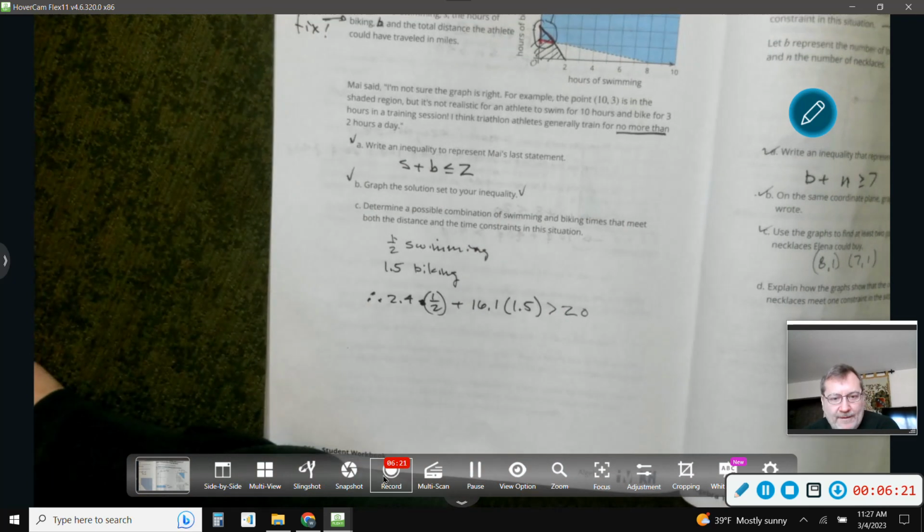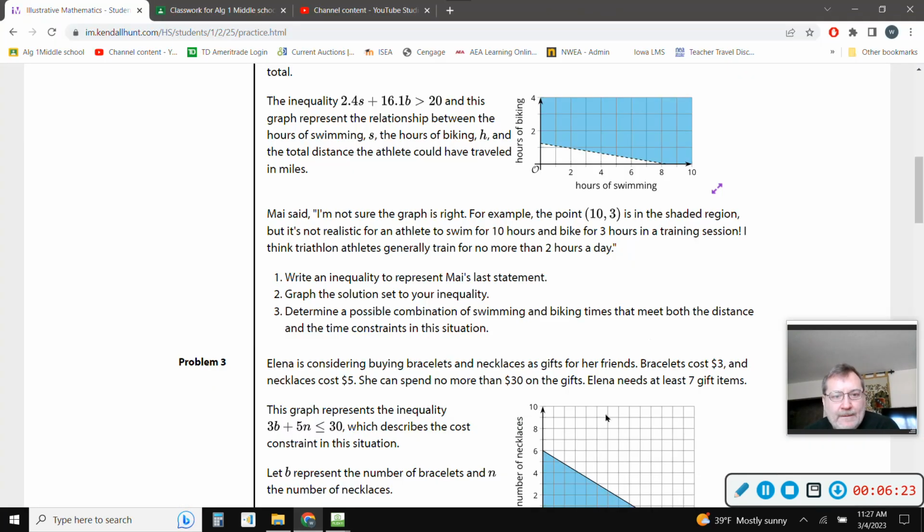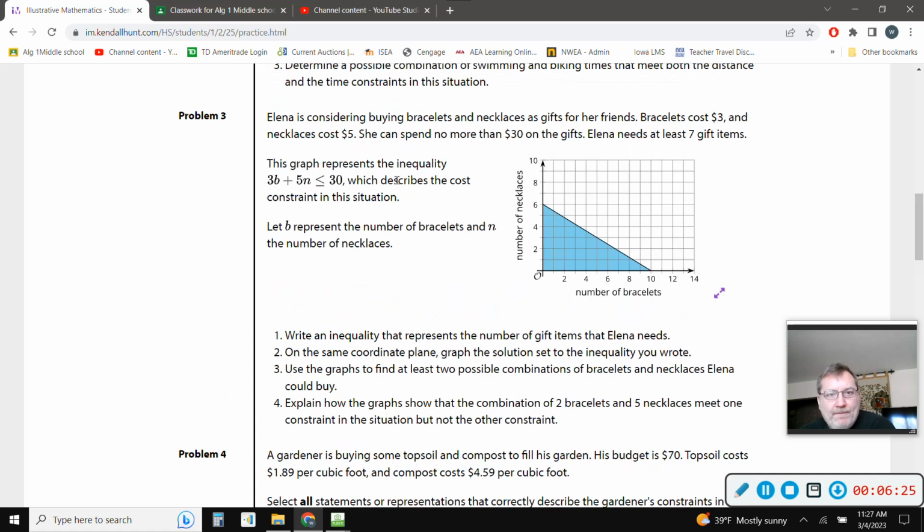On to number 3. All right, so Elaine is buying bracelets and necklaces. Bracelets are $3, necklaces are $5. She can spend no more than $30. So there's the equation that we got, B for bracelets and N for necklaces. They add up to less than or equal to $30. She needs at least 7 gift items.